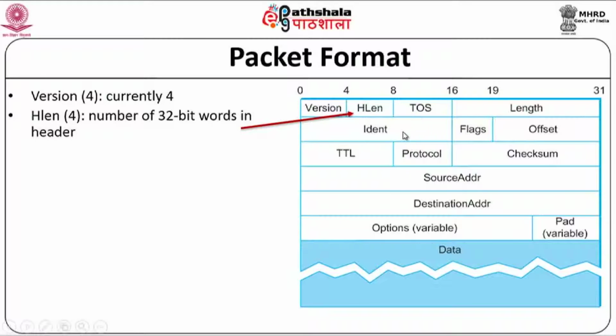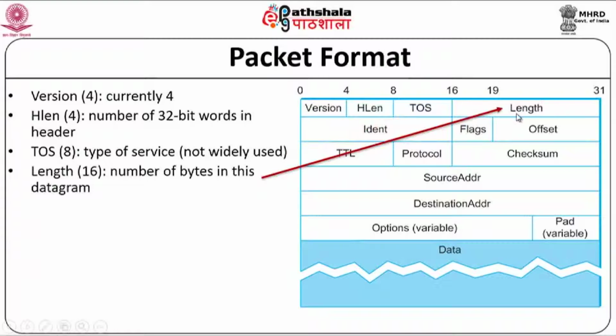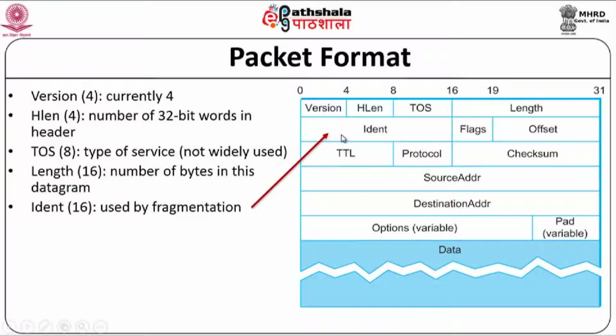Then there is a type of service field, which tells you what type of service this datagram packet is expected to receive. It was not really widely used in the original V4, but it has been used by other protocols like differentiated services, which use this information to provide quality of service for IP packets. Then we have a 16-bit length field. This tells us the number of bytes carried in this datagram. This field being 16 bits, 2 power 16, 64K, can be the maximum size of an IP datagram.